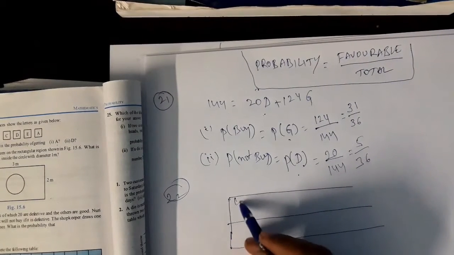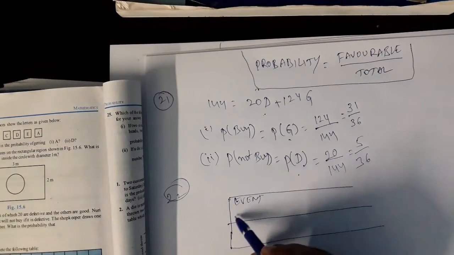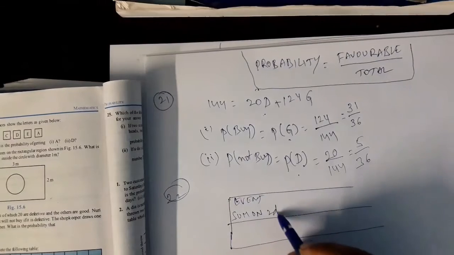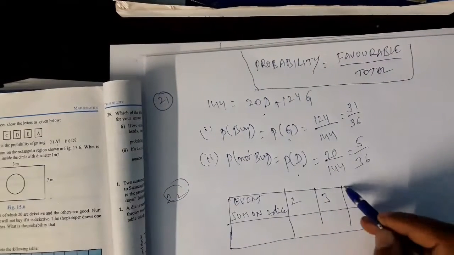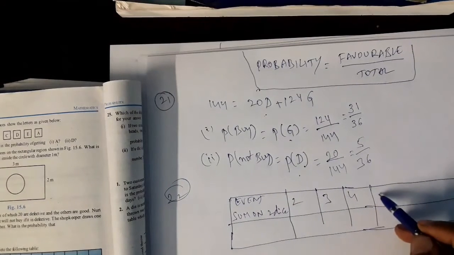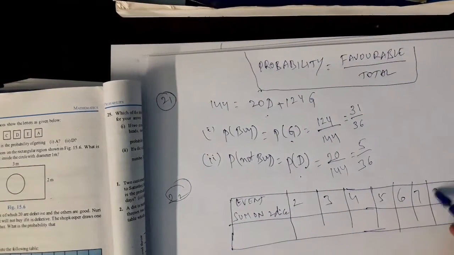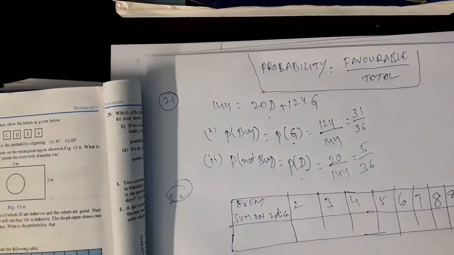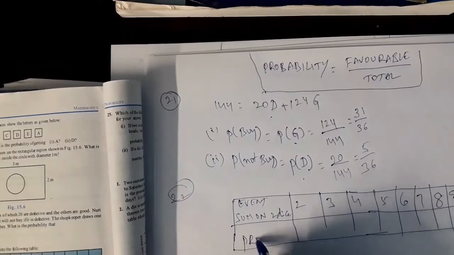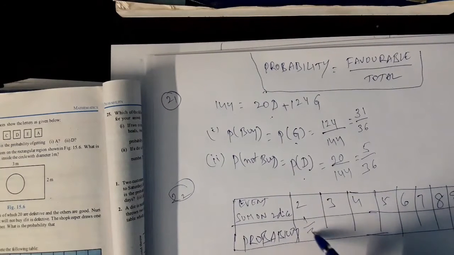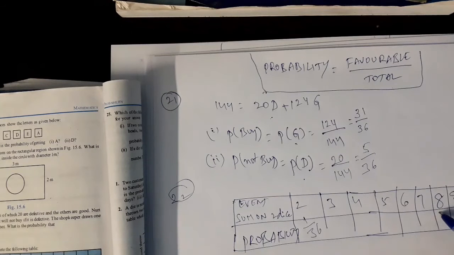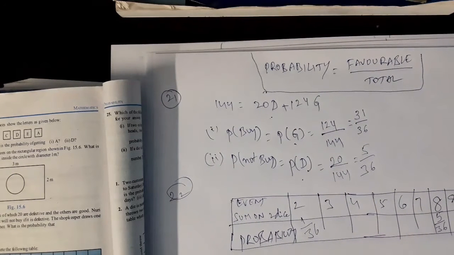Sum of the event. What is the event? Sum on two dice. That is 2, 3, 4, 5, 6, 7, 8, 9, 10, 11, 12. This is probability. Of course, here it is given 1 by 36. Here for 8 the probability is given as 5 by 36, and for 12 this is given as 1 by 36. What you are supposed to do? Complete the following table. You have to fill this.